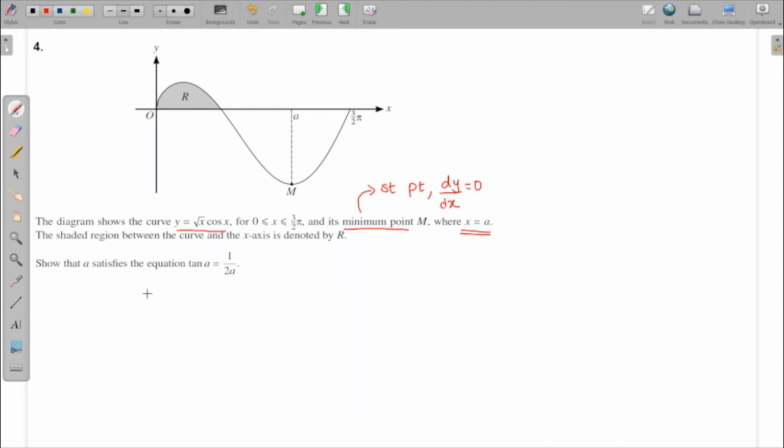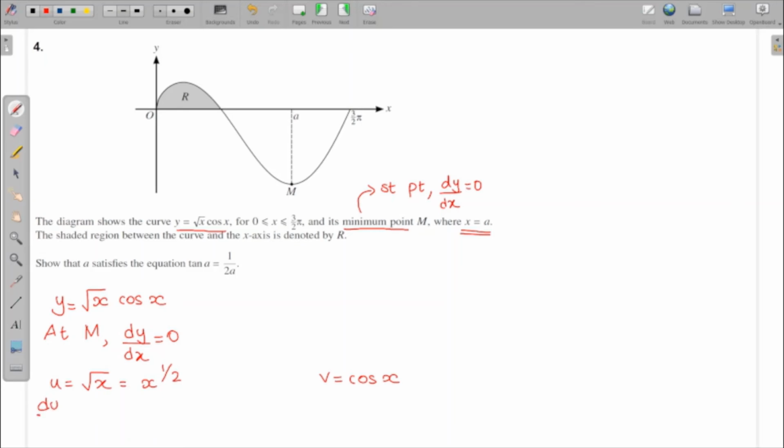So let's do this. Again, let's jot down the data. So y equals root x cos x. If we want to find out the first derivative, we have to differentiate this with respect to x. So at point M, dy by dx is equal to 0, and to find out the expression for the first derivative, we can again use the product rule. So u will be equal to root x, which can also be written as x to the power half, and v will be equal to cos x.